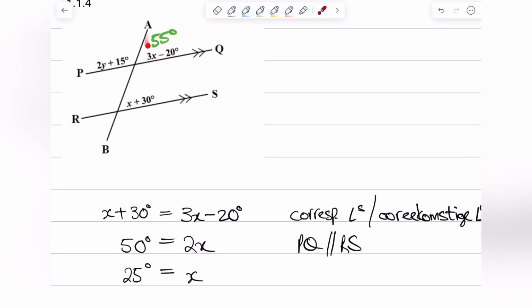So now I've got 55 degrees and I've got 2y plus 15 degrees on the straight line PQ. And I know that if I add 55 degrees to 2y plus 15 degrees, I must get 180 degrees.